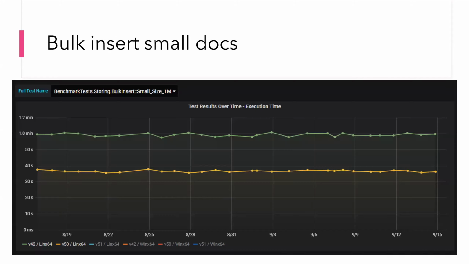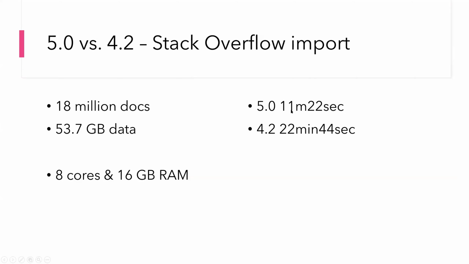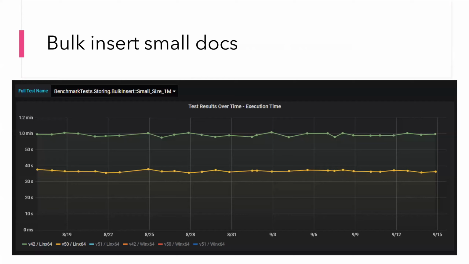But here's another example. This is from our internal metrics. And you can see that this is 5.0, this is 4.2. And here is a particular benchmark that we are tracking over time. So overall, the performance of 5.0 is better. I don't think that it's twice as good, but in certain cases, you're certainly going to see significant differences. Most of the things are small changes that accumulate. And this is how you can see the perf difference.